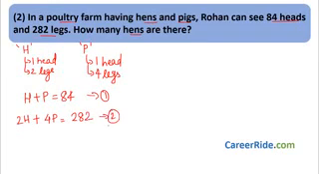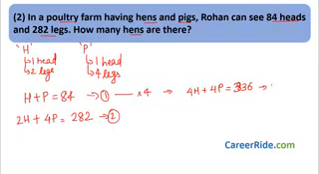Now what we want is how many hens there are. In both these equations we have two unknowns, H and P. P stands for pigs, H for hens. So let's eliminate P. How to eliminate P? Multiply equation 1 by 4. We get 4H plus 4P equal to 84 into 4. 84 into 4: 4 fours are 16, 4 eights are 32, plus 1 is 33, so 336. This is equation 3.